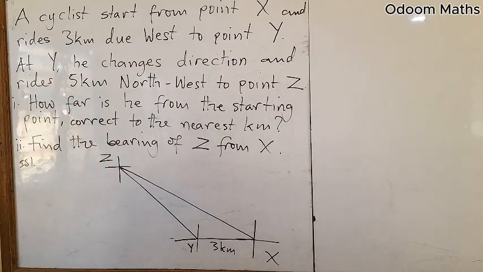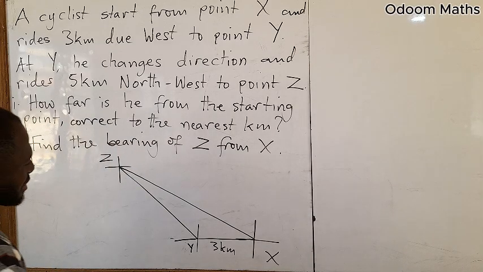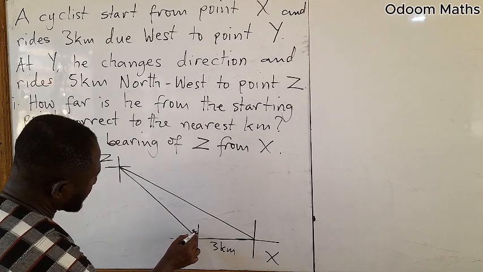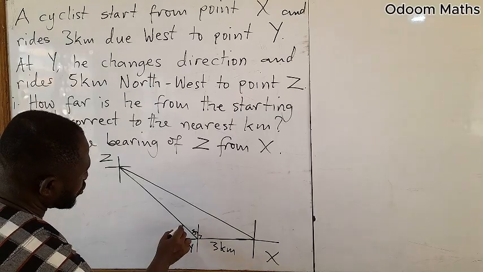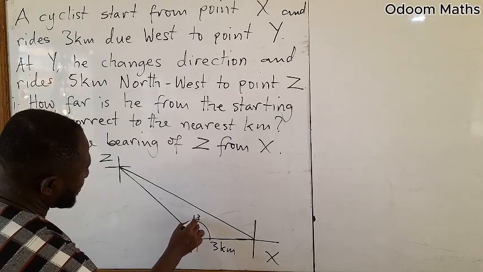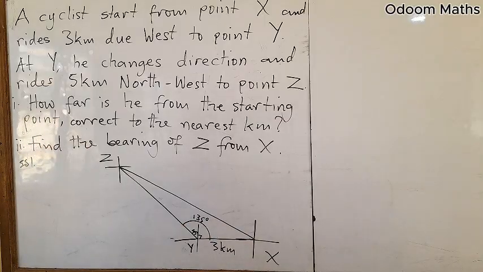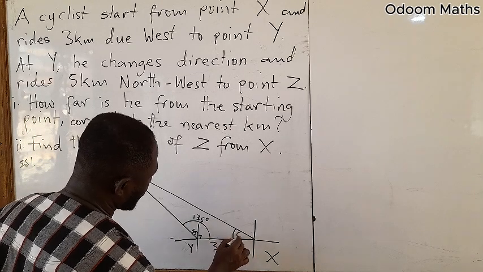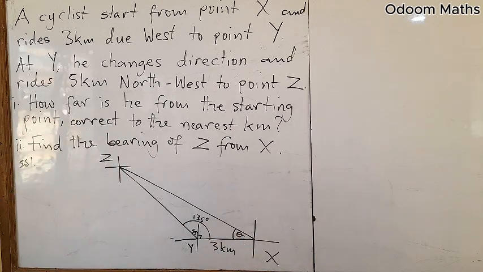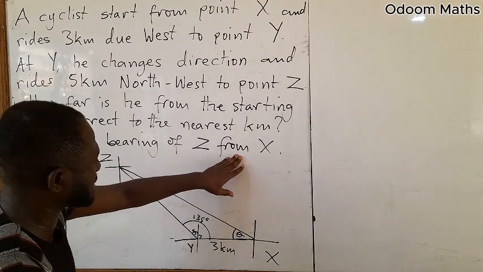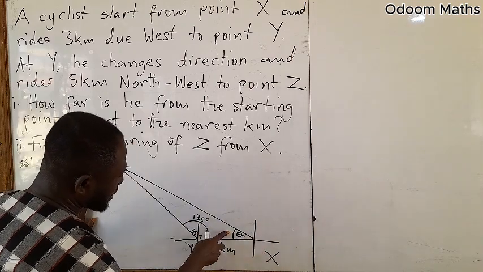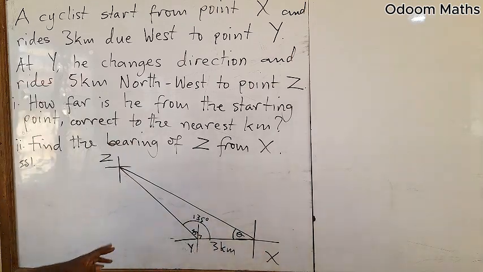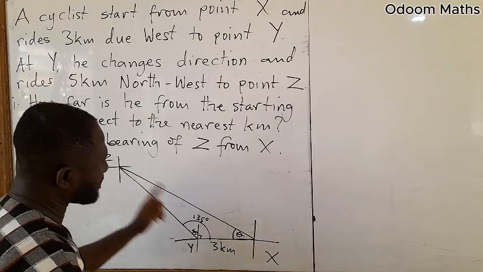Okay, and then let's look at this. This angle here is 45 degrees, and this is also 90, so the 2 will give us 135 degrees. We don't know this angle, so let me call it theta. Now, the second question is to find the bearing of Z from X. So we add this one to theta before we get the bearing of Z from X.